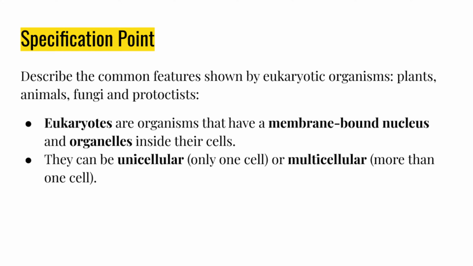Eukaryotes are organisms that have a membrane-bound nucleus and organelles inside their cells. They can be unicellular, meaning that they only have one cell, or multicellular, meaning that they have more than one cell.